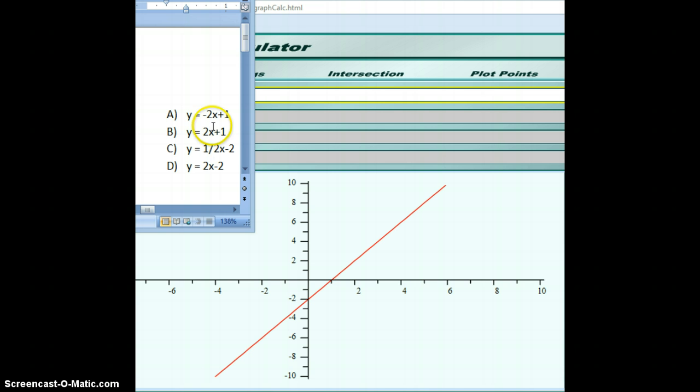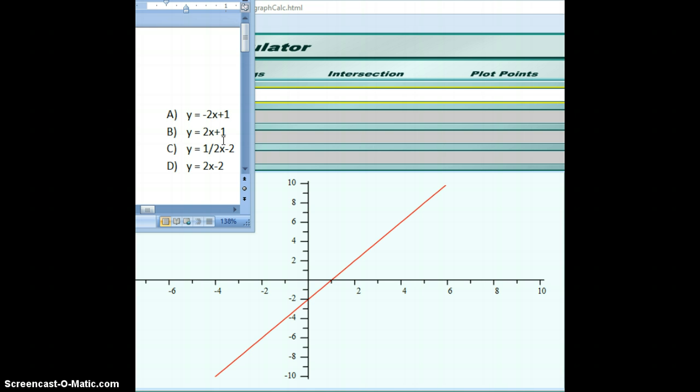Next, notice that the y-intercept is -2. Both options C and D remain, as they both have a y-intercept of -2. Option B is eliminated as it shows a slope of +1.